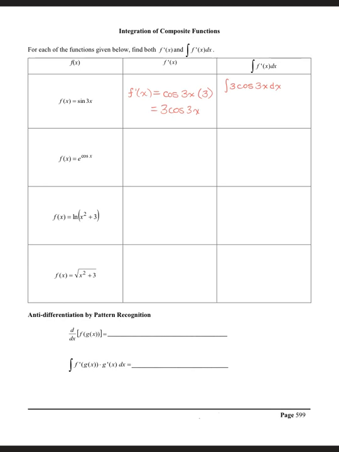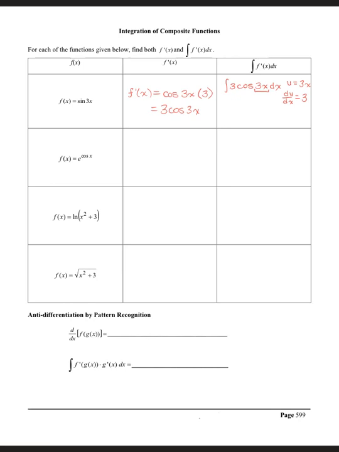To integrate this, there's a couple things that you need to look for. You need to look for the inside function, which would be the 3x here, and then you need to look for the derivative of that. Okay, well, the derivative of 3x is 3. And so here's how we integrate this. I call it u substitution. So what I'm going to do is set u to equal this inside function here, this 3x. Then I take the derivative of u, so du/dx is equal to 3.